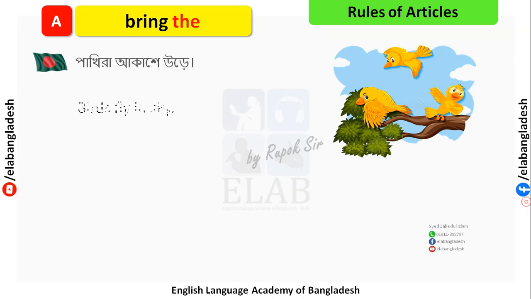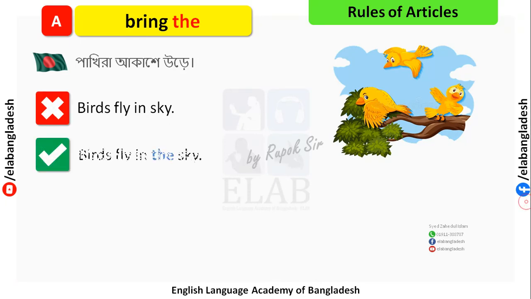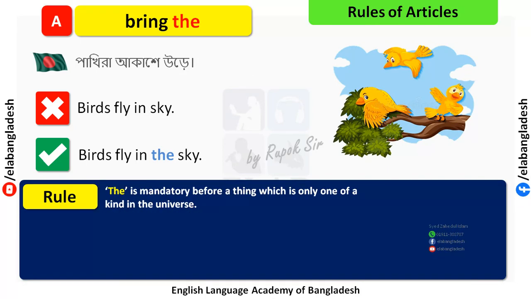Birds fly in the sky. Birds fly in sky. Incorrect. Birds fly in the sky. The is mandatory before a thing which is only one of a kind in the universe.